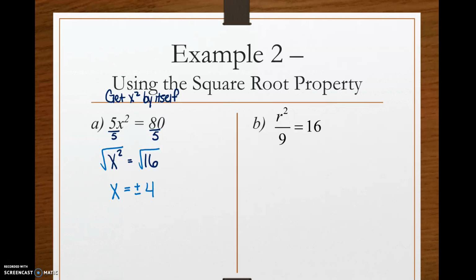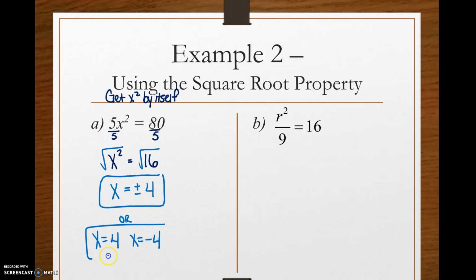Positive 4 squared is 16. 16 times 5 is 80. Negative 4 squared is also positive 16. Positive 16 times 5 is 80. So both of these are possible answers, 4 and negative 4. You can also write this as x equals 4, x equals negative 4, if you want to really see that there are two separate answers.